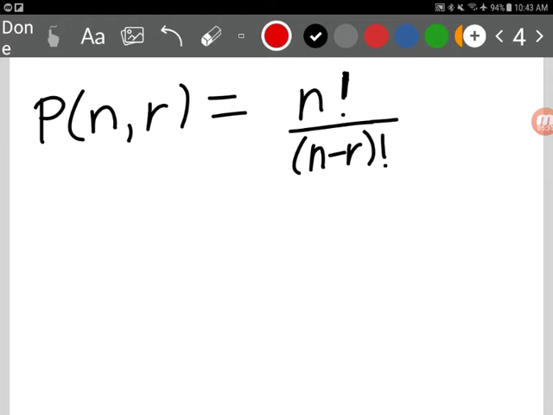Let's look at a permutation problem, and we're going to go through the whole process. I have the permutation of 5 taken 2 at a time.